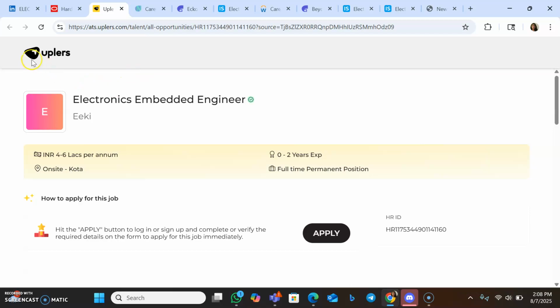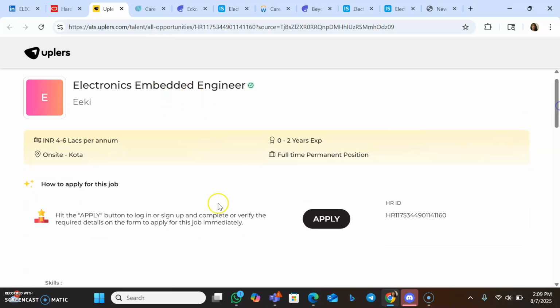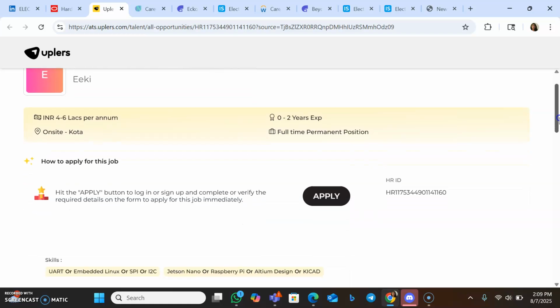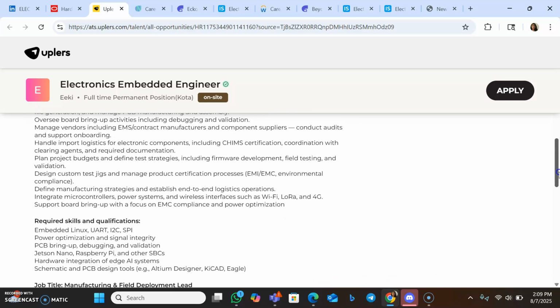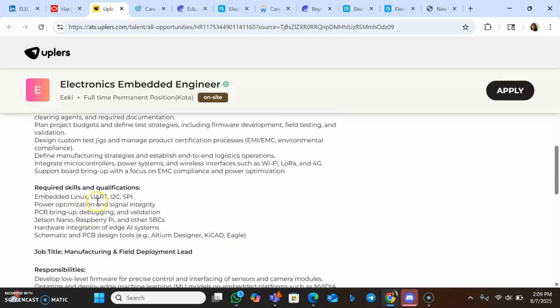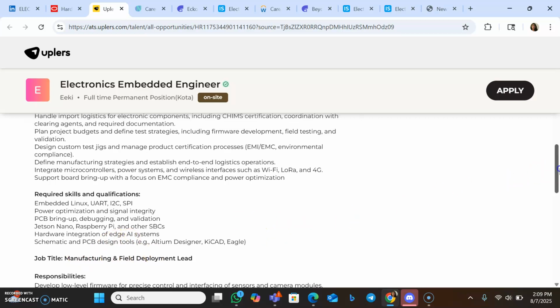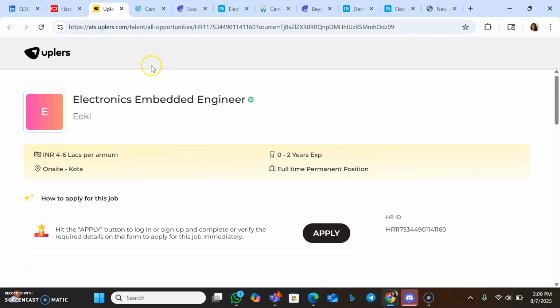Next one is from the company Ekey. They are hiring for an embedded electronics engineer. You can see the details on the top itself: 0 to 2 years of experience, a full-time permanent position, and the location is Kota. The package is 4 to 6 lakhs per annum. Required skills are embedded Linux, UART, I2C, SPI, power optimization, PCB bring-up, debugging, hardware integration, and schematic and PCB design. This is also a hardcore electronics job.